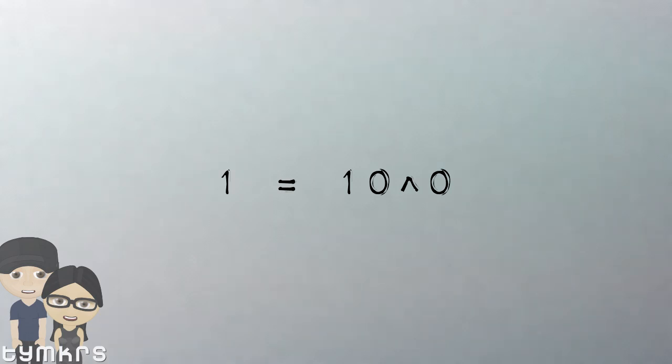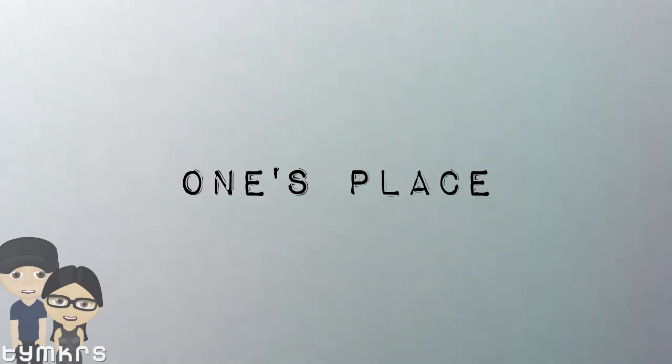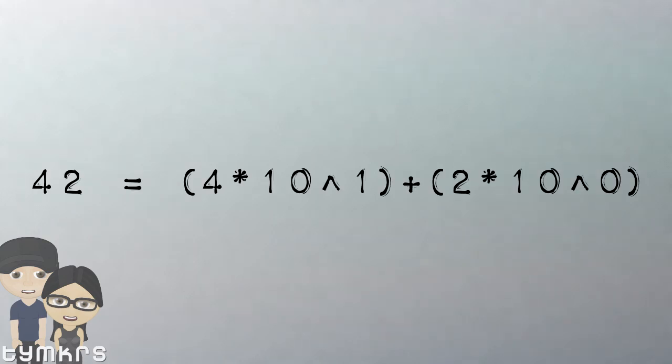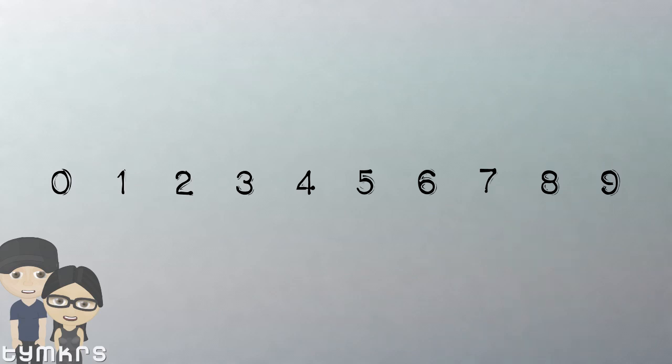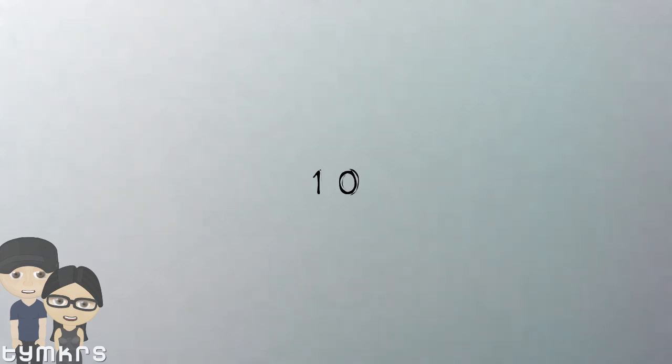And this is the key that unlocks base conversion, the ones place. So let's break down 42 using exponents of 10 as our place values. It'll break down to 4 times 10 to the power of 1 plus 2 times 10 to the power of 0. Note how we start at 0. In base 10, just like all other bases, you start with 0. In base 10, we have 10 digits: 0, 1, 2, 3, 4, 5, 6, 7, 8, and 9. And to represent any number larger than 9, we need to add an extra place. And then we can get to 10.